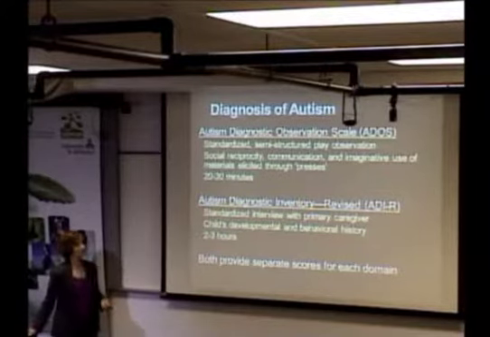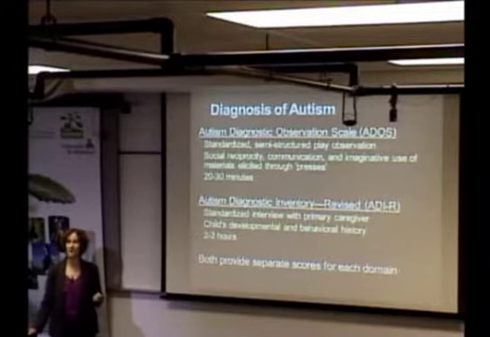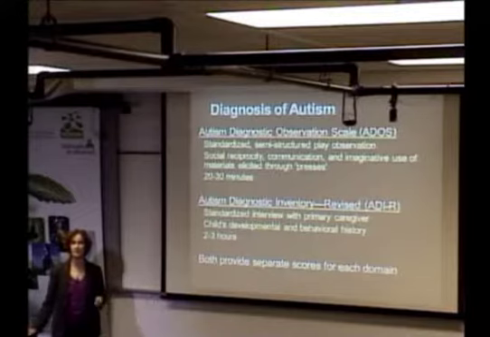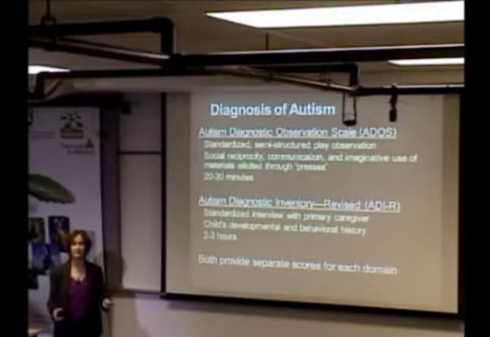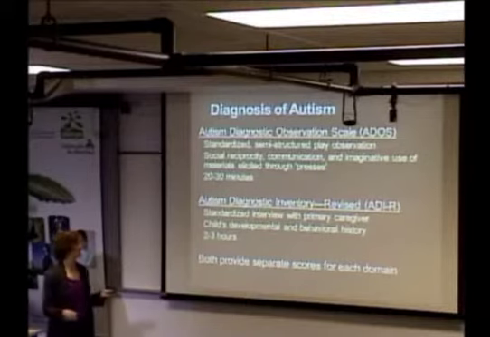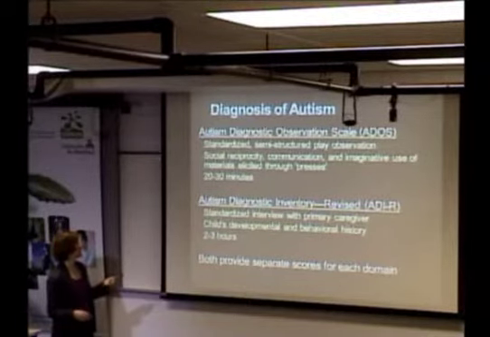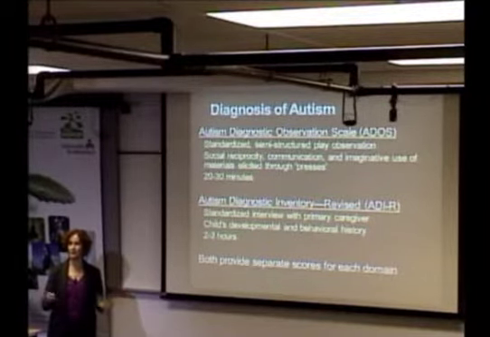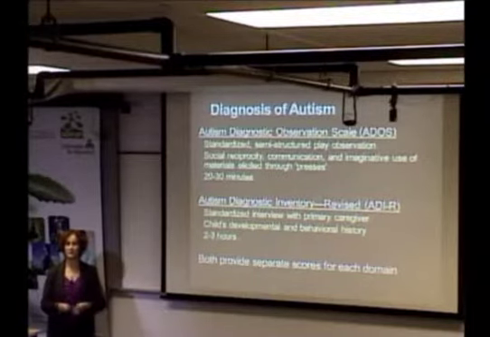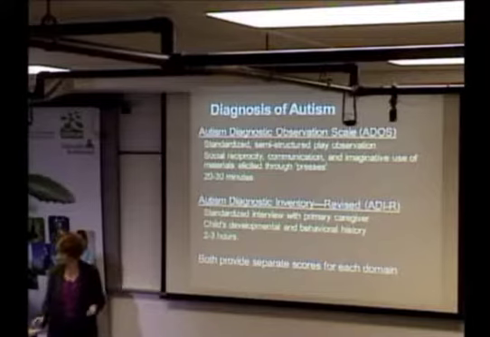It's diagnosed primarily through two instruments, but particularly the top one here, the Autism Diagnostic Observation Schedule, which involves a semi-structured play interaction. And I actually have a video clip I'll show a little bit later of one of those tests being done. And then also interviews with the primary caregiver, which cover the history of the child's developmental trajectory and milestones. And both of these provide separate scores for the different domains.